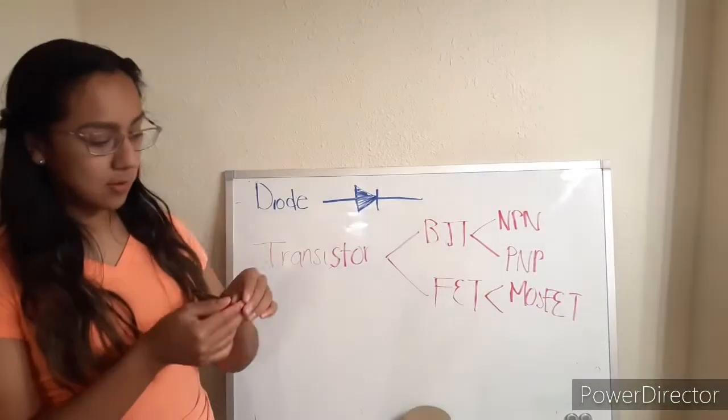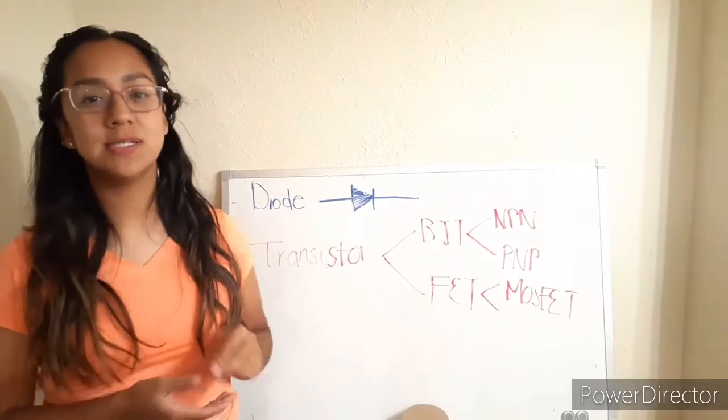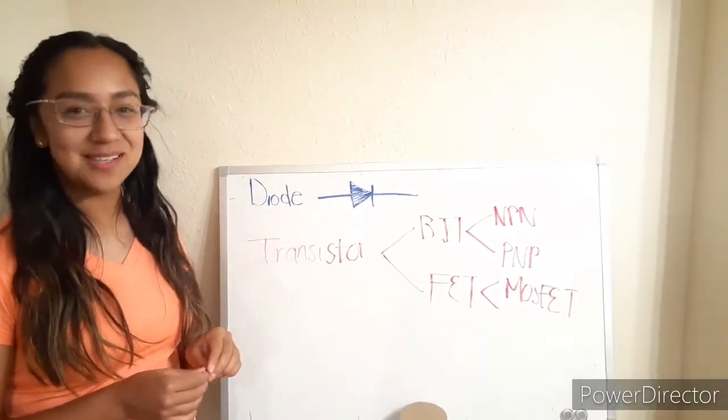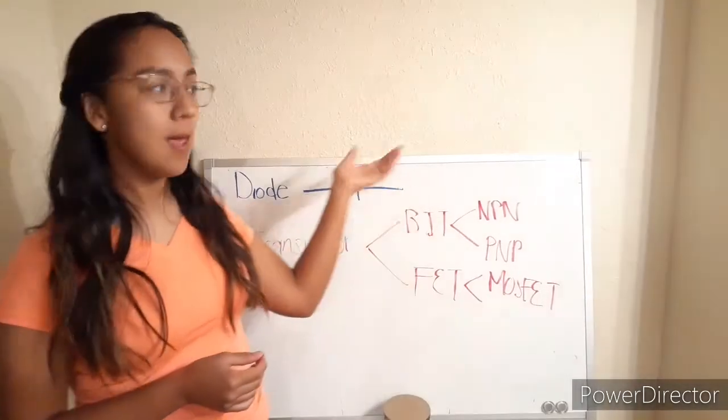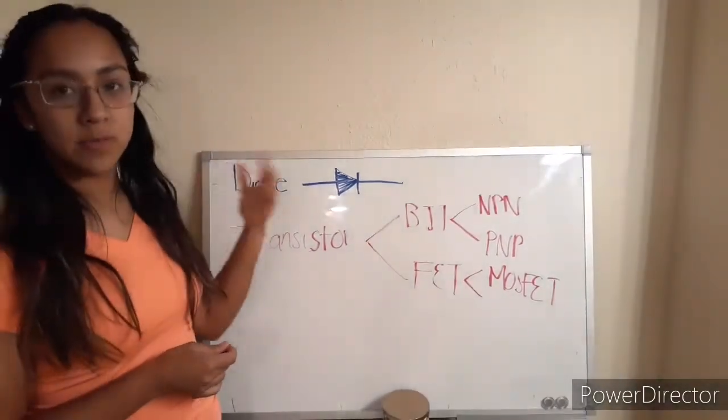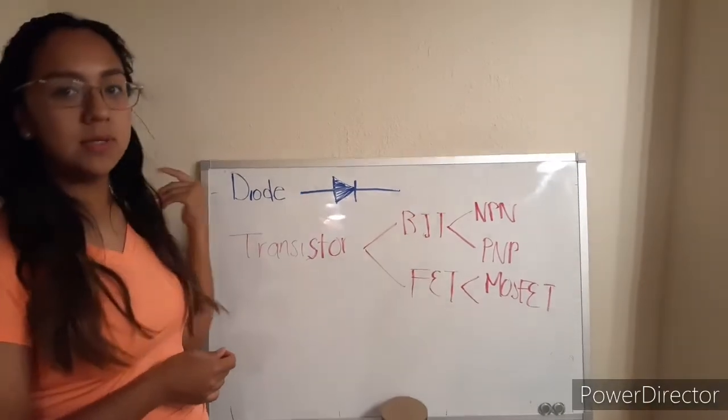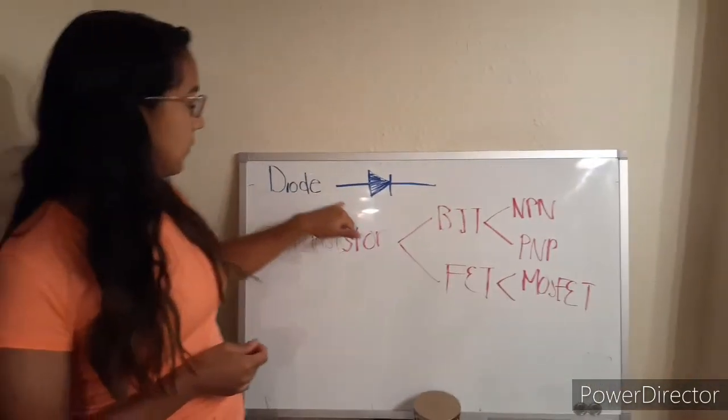For this project, we will be using the diode, which is a semiconductor device which allows current to flow easily in one direction, but restricts the current from flowing in the opposite direction. This is the symbol for a diode.